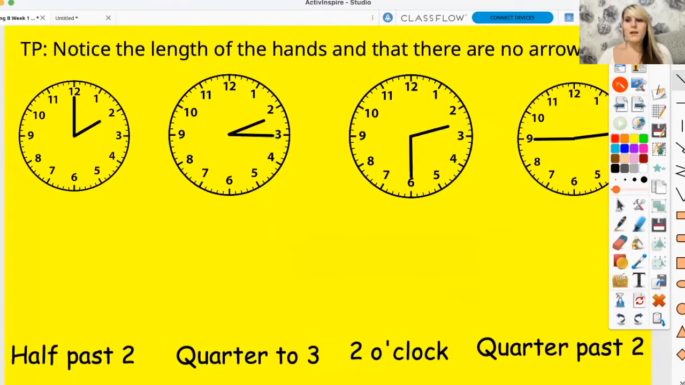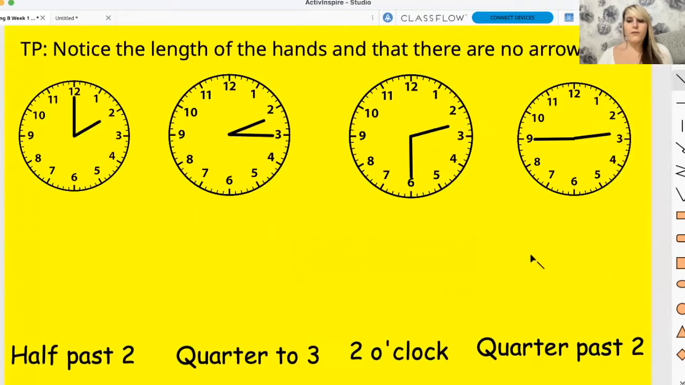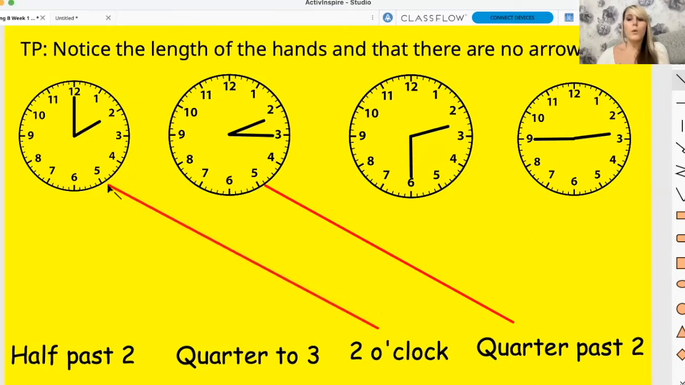So let's label these clocks then. So we have quarter past 2. Now I know if quarter of the clock is gone, it should be pointing at the number 3, the minute hand, which is the longer hand, should be pointing at the 3. And then it's quarter past 2, so the hour hand should have just gone past the 2. So the only one with the minute hand pointing at the 3 is here. 2 o'clock, easy peasy. O'clock, when the big hand, the minute hand is pointing at the 12, and it must be on the 2 if it is 2 o'clock.